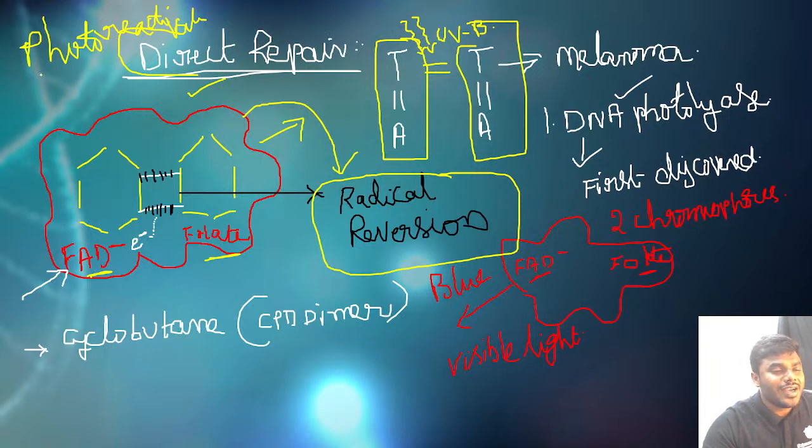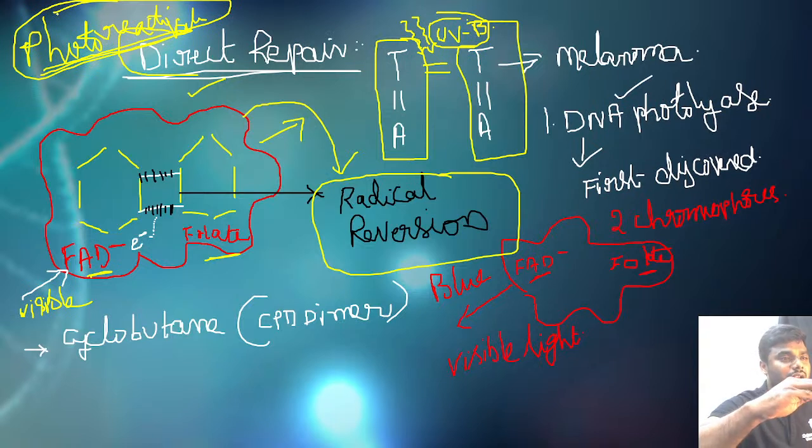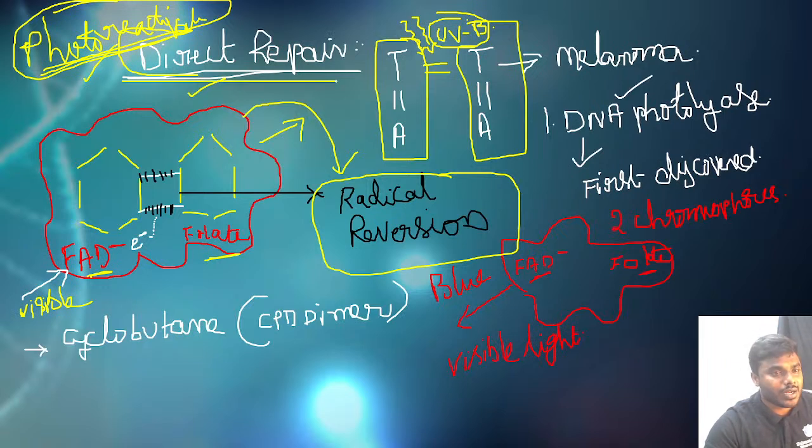Now, why do we call it photoreactivation? Look into the picture. First of all, why did the pyrimidine dimer get formed, friends? Because of the UV light. How did I repair this? By using the visible light, because FAD is continuously absorbing the light in the visible region. So whatever damage was caused by the UV light, we repaired by the visible light. So that's why we call it photoreactivation. Simple point. That's why we call it direct repair or photoreactivation.